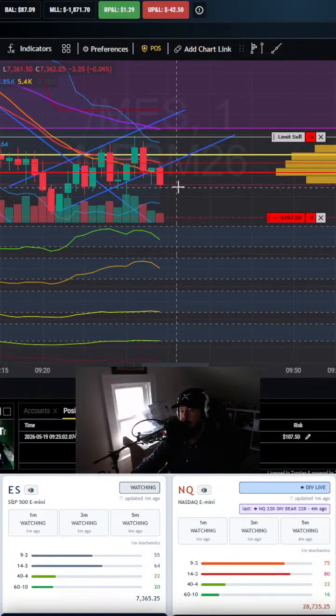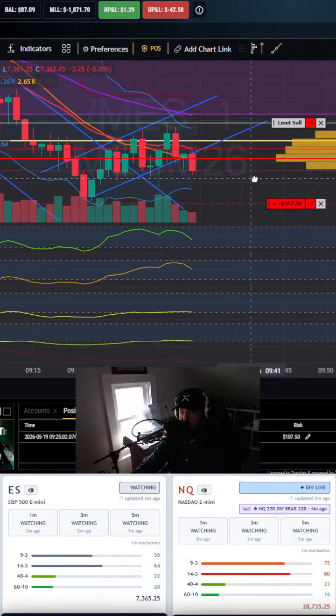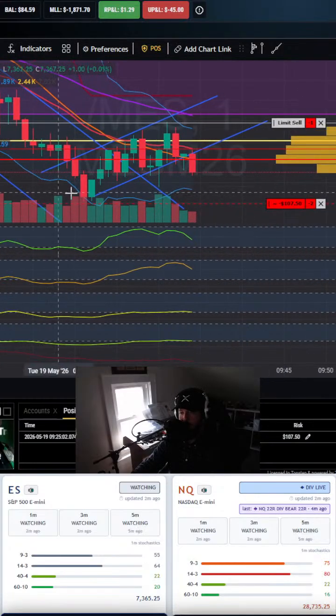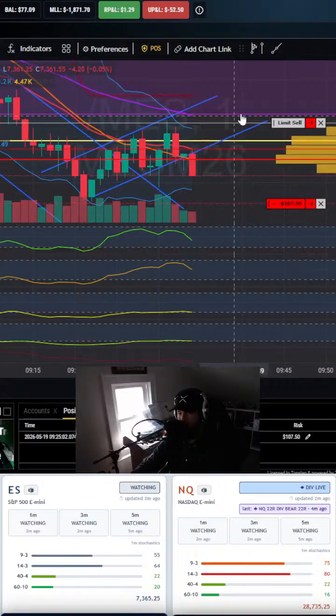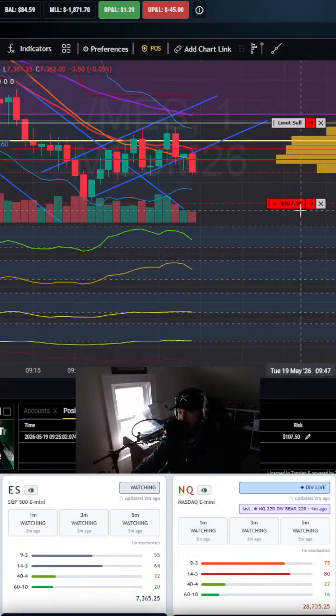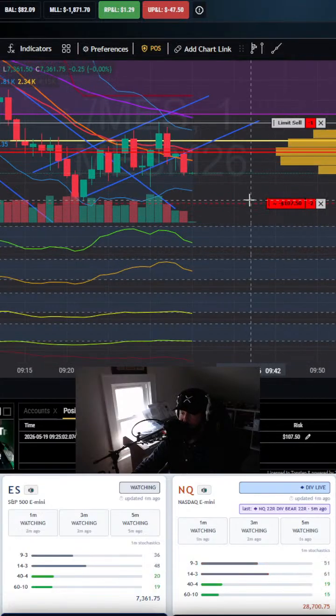It looks like we're going to close under here. If it closes under here, I'm out on both contracts, because we've lost all this upwards momentum if this candle closes lower. It's about to close right now.